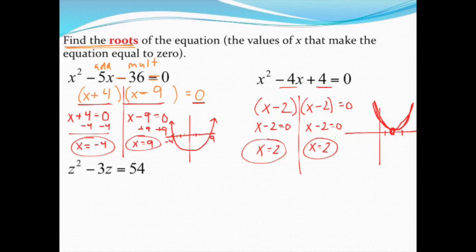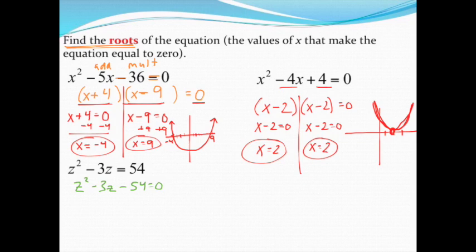Again, you want to be equal to 0. If you're not equal to 0, don't even bother factoring. So first things first, let's make this equation equal to 0. To do that, I can just subtract 54 from both sides. And now that I'm equal to 0, I'll go ahead and factor.